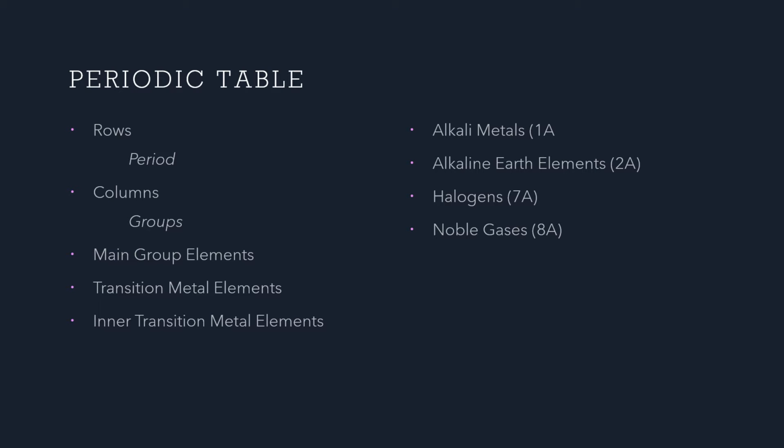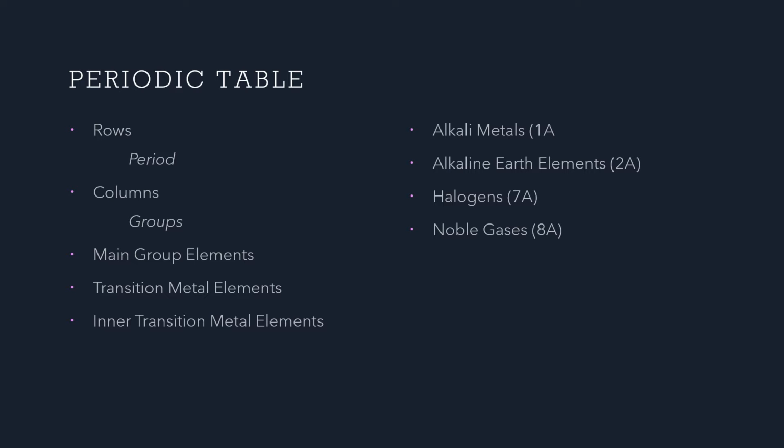by number for period. So we've got period 1, which is helium and hydrogen. And then you go down another row, and that's period 2, which is lithium, beryllium, boron, carbon, nitrogen, oxygen, fluorine, and neon. And you can group each of these different ones in the periodic table by period.